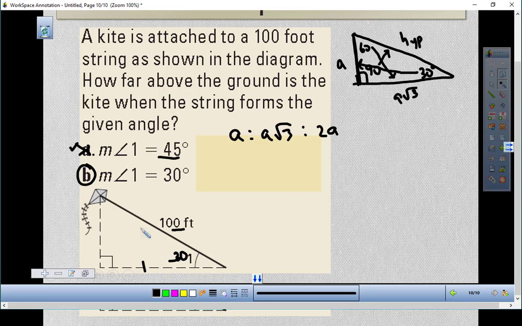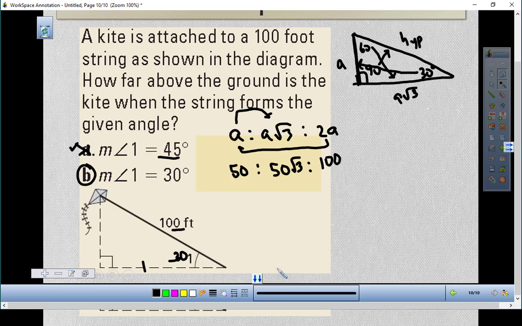That being said, which of the three sides do we have? The hypotenuse. So this one's 100. So how do I get this one? Divide by 2. So this one's 50. How do I go back this way then? Multiply by what? Square root of 3. So that's 50 square root 3.